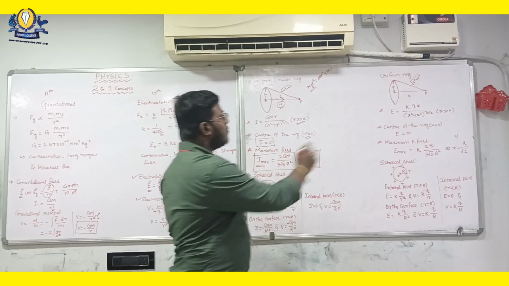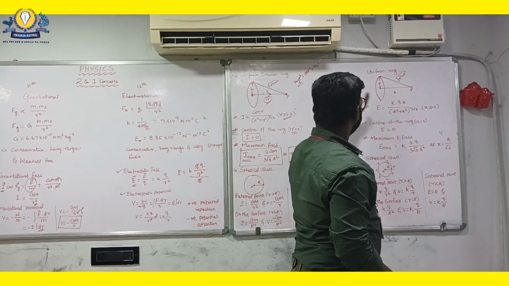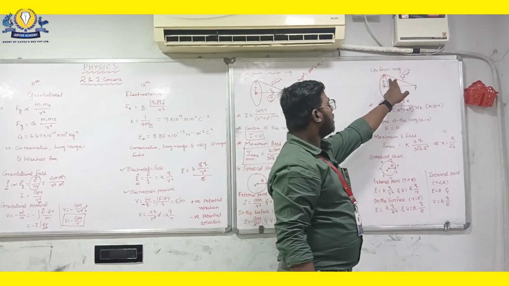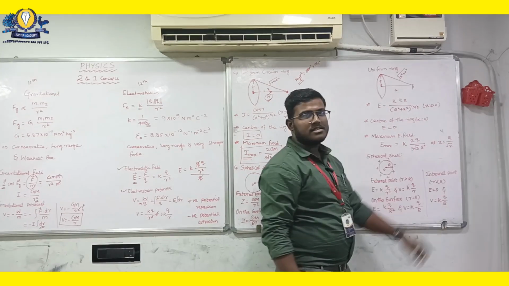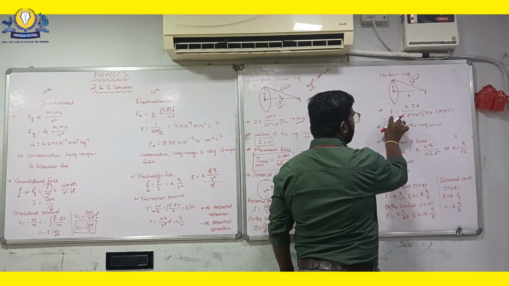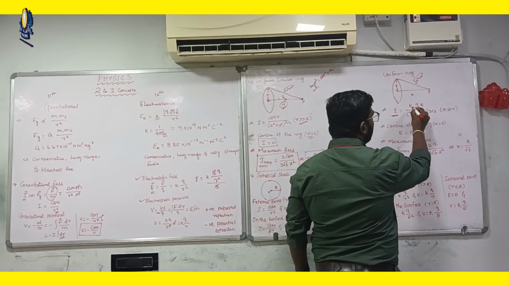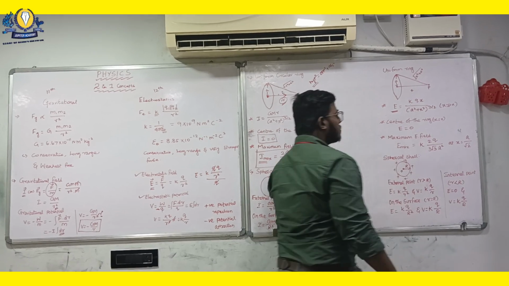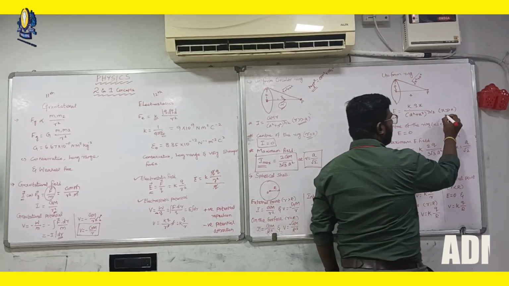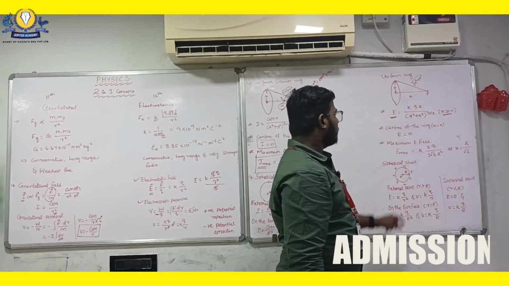Next, the electric field of a uniform ring, with the same separation distance X and radius of the ring A. The hypotenuse value is root over X square plus A square. So the electrostatic field E is equal to KQX divided by (A square plus X square) whole power 3 by 2. The condition is X much greater than A.